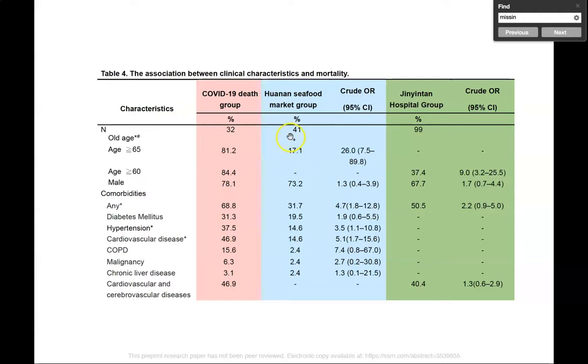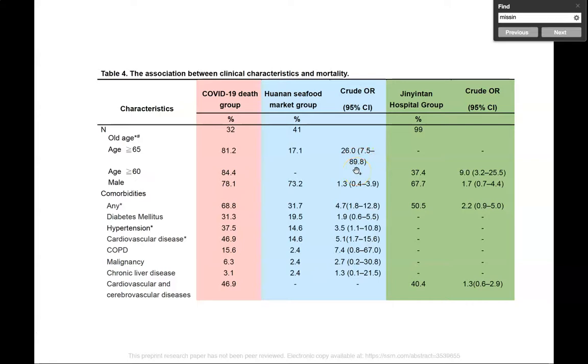When they compare the 41 seafood people versus the 32 people who died, the people at the seafood market who got the disease but didn't die versus the people who got the disease and did die, what do we see? We see that the age, being over 65 years of age, was a serious risk factor. 26-fold increased odds of dying if you're over the age of 65. The confidence interval does not include 1. It's all harmful.